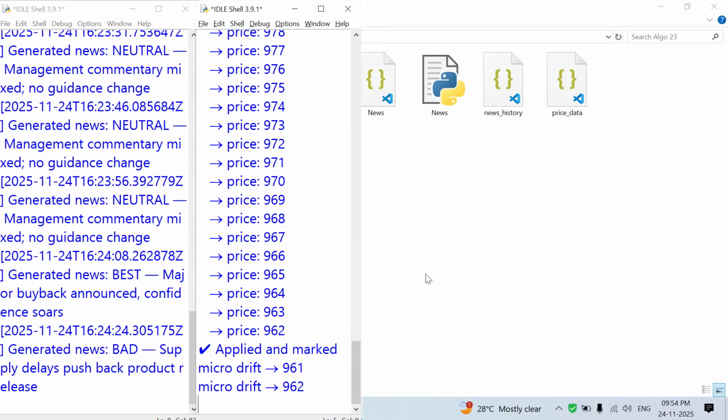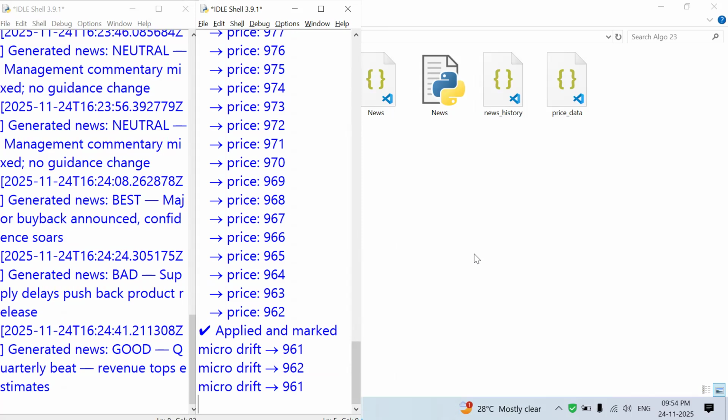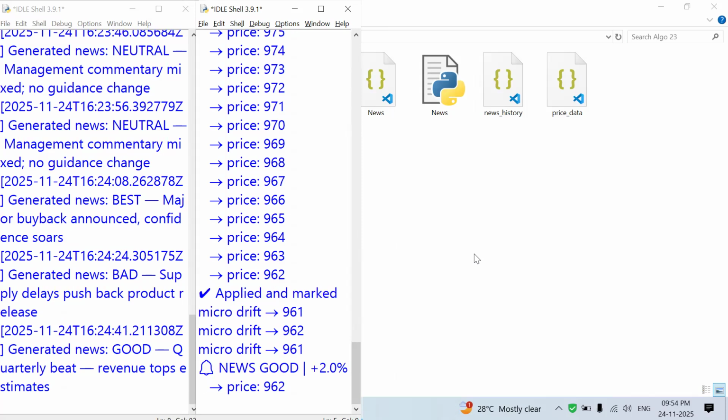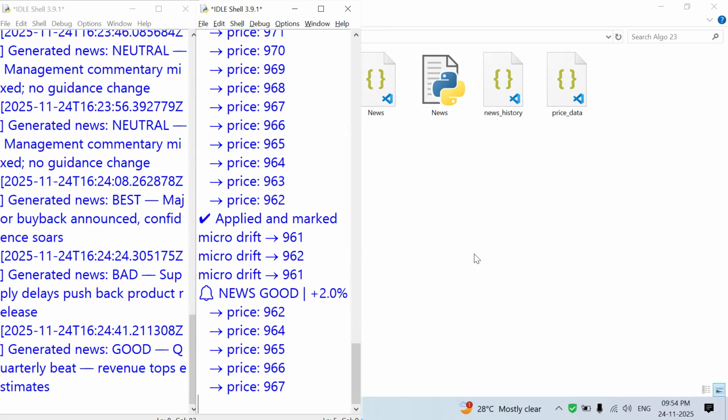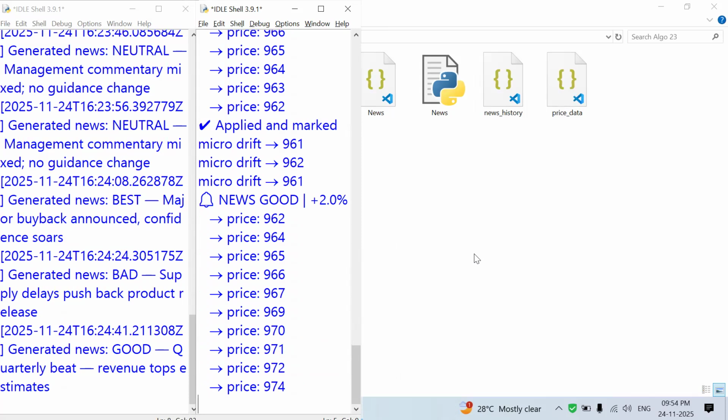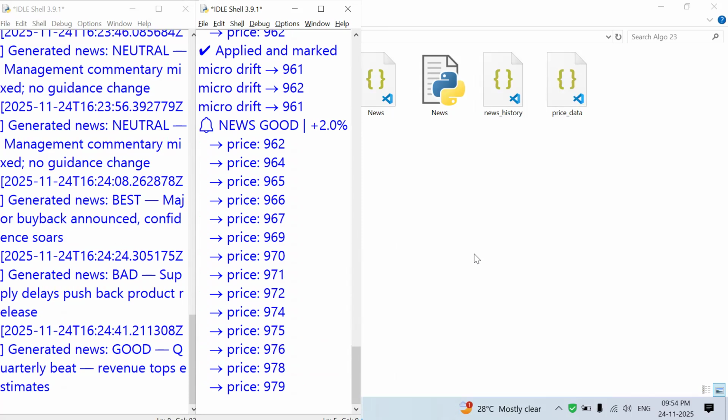Now I'm going to start my algo, which works with both of them. First it tries to calculate the ATR. Based on that, okay, again the good news has come. You can see the level of volatility which is coming up.